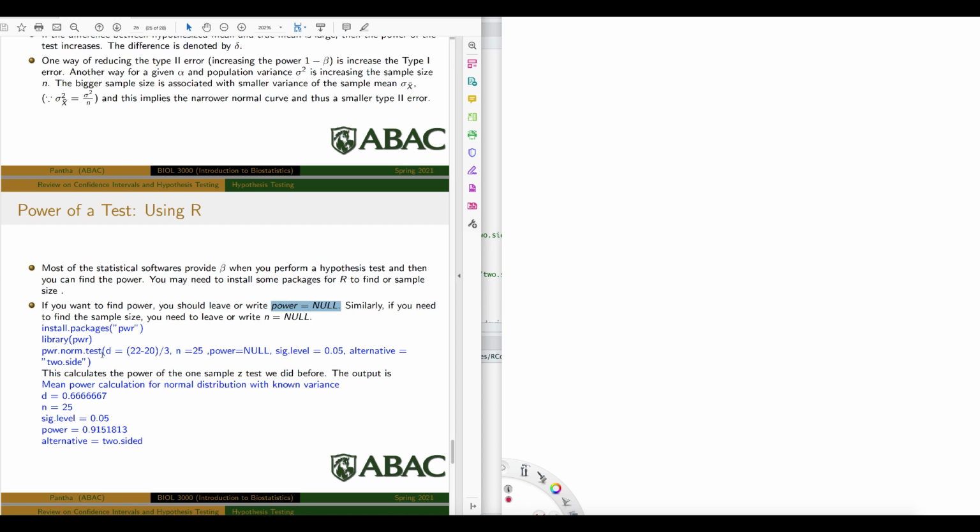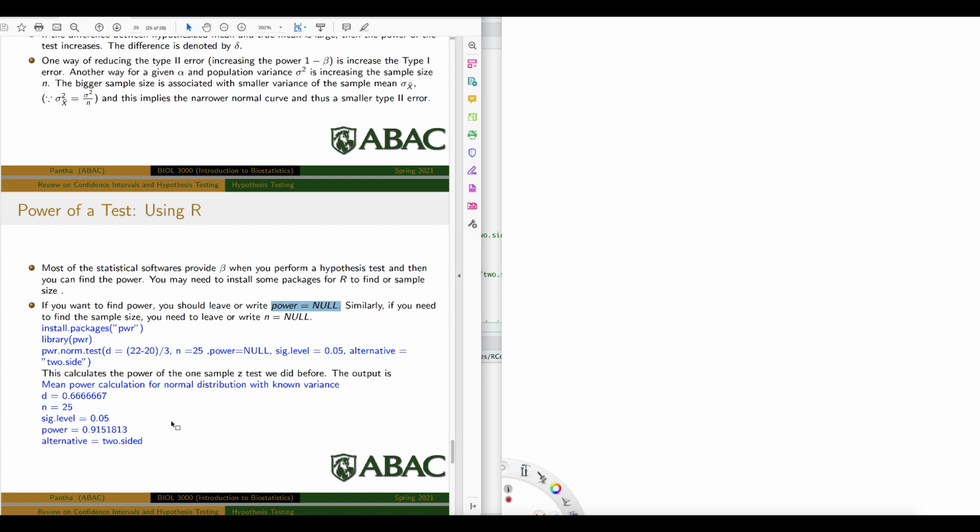Now, to find the power of the normal distribution test, or the z test, you compute d equals the true value minus the hypothesized value divided by the standard deviation, because the true value was 22 in our case and the hypothesized value was 20. So d is the true value minus the hypothesized value over the standard deviation. n is 25, and power is null because we want to find the power. The significance level is 0.05, and the alternative is two-sided.